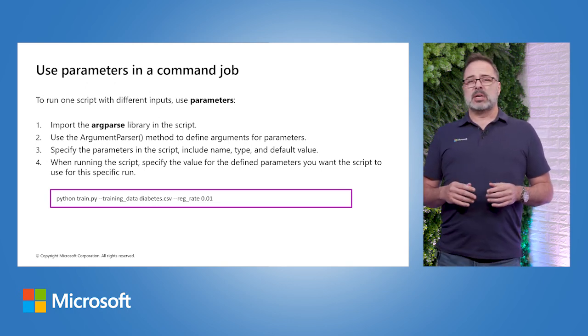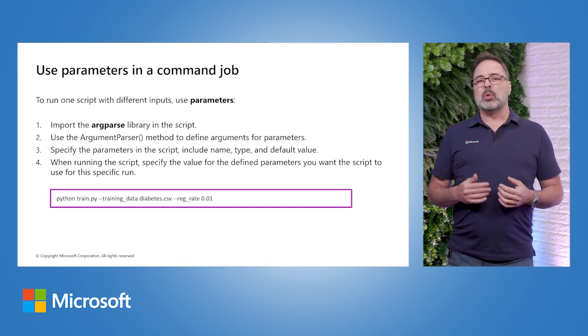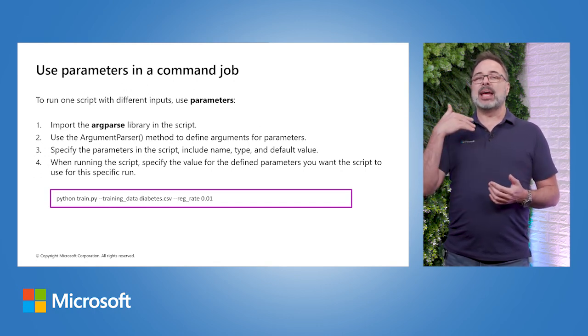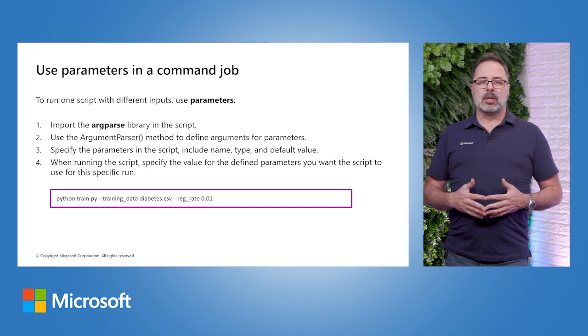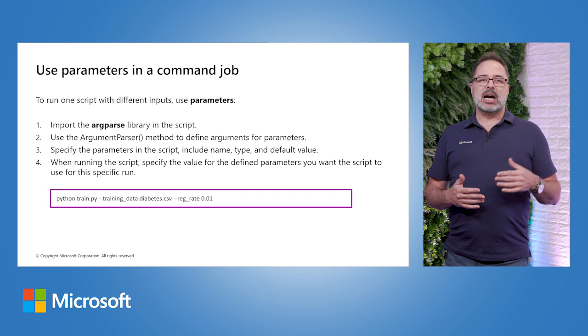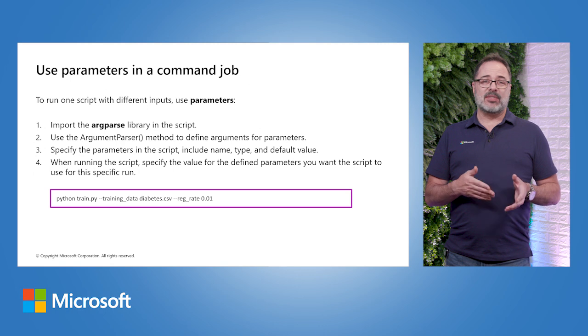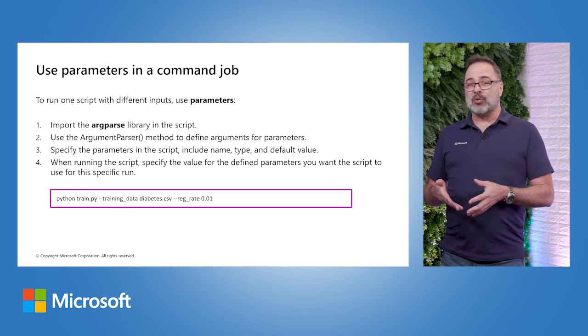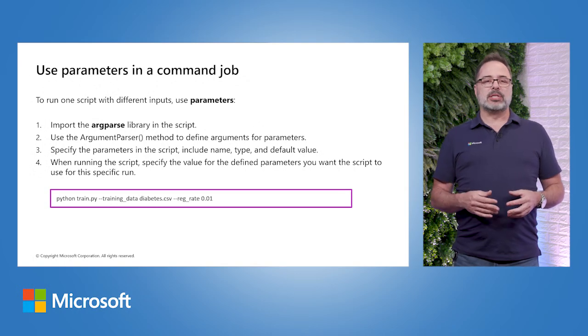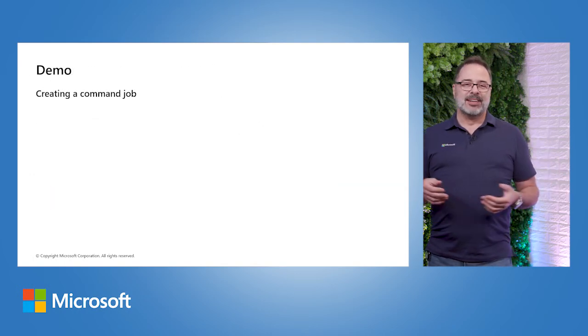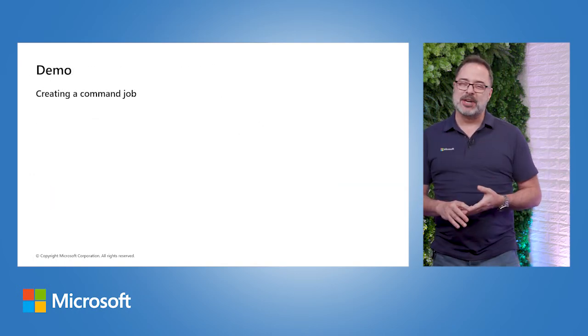The next thing we need to do is to make sure that when we call the script, we set the parameters by name and set the values to what we want to use to run our script. In the example in this slide, you can see that we're calling the Python train.py script. And we're setting the parameters training data to the diabetes.csv file and the regularization rate, which is just here as reg rate, to a value of 0.01. So let's jump over to the workspace and see how to create a command job.